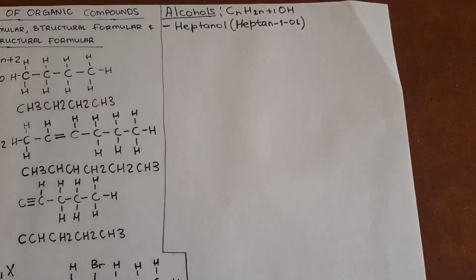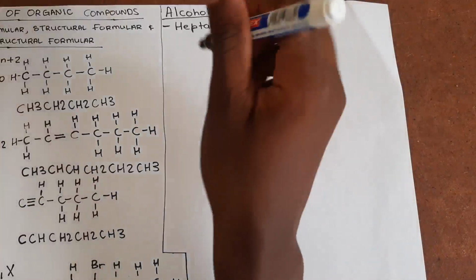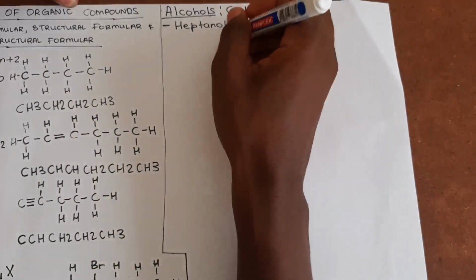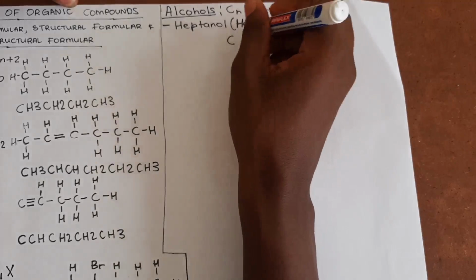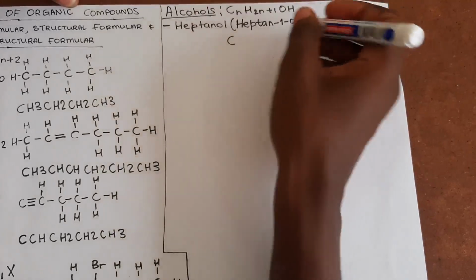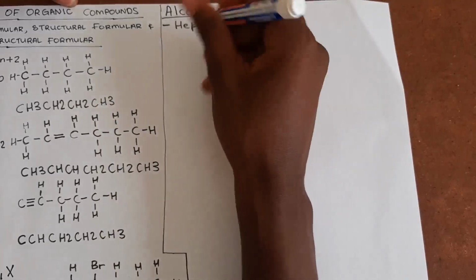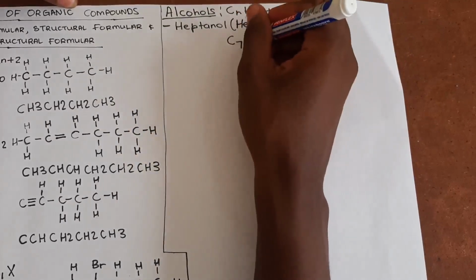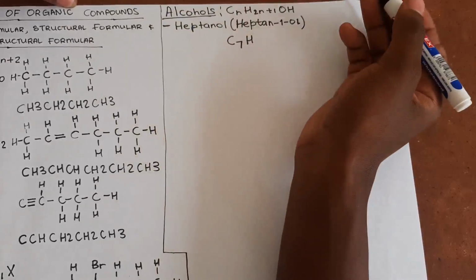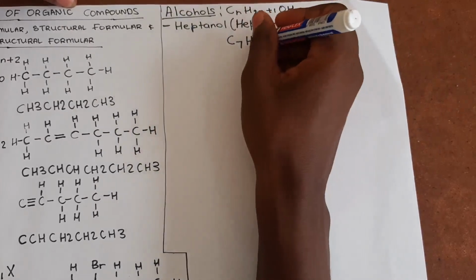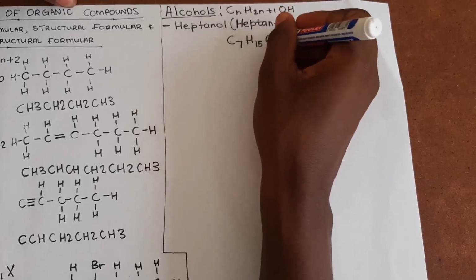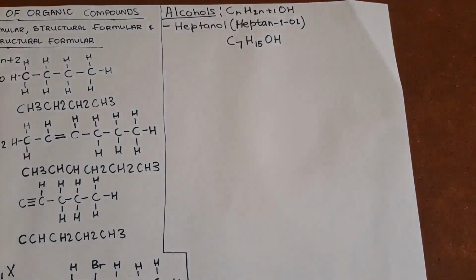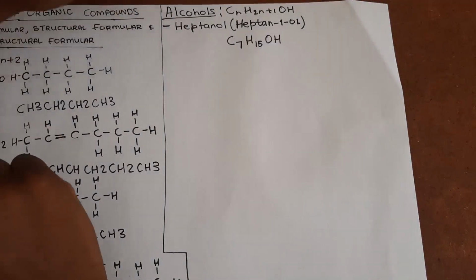So let's write down the molecular formula of heptanol. Hept means seven, so C7, H two times 7 is 14, plus 1 is 15, so C7H15OH. This is the molecular formula of heptanol.